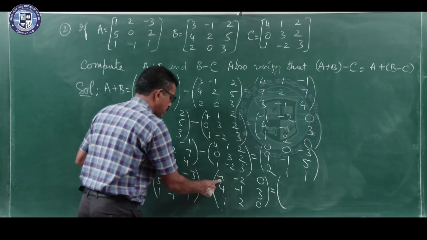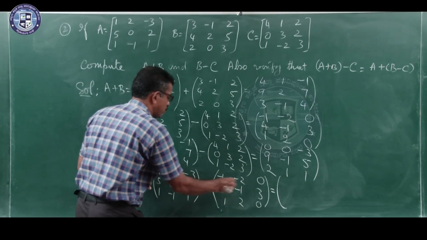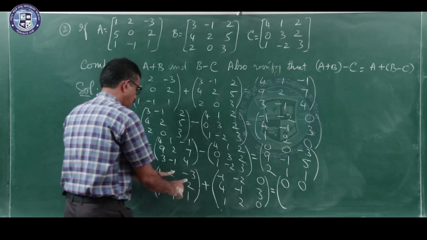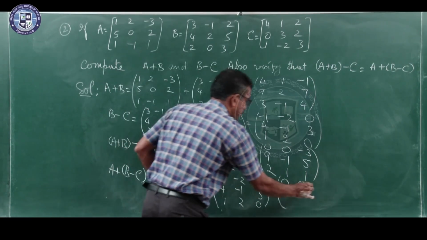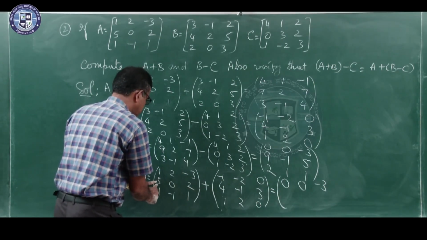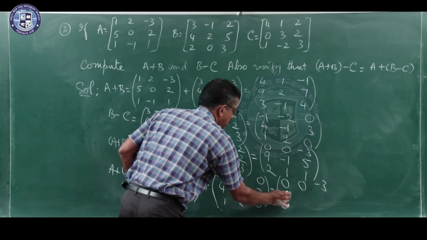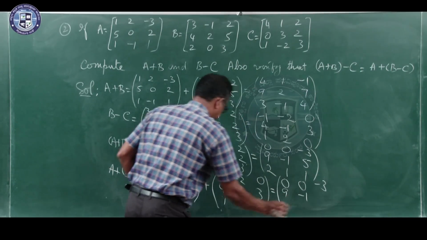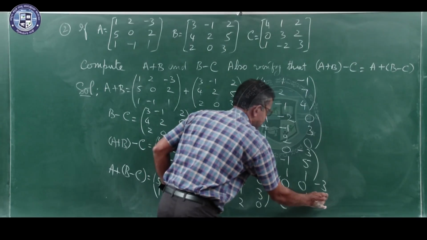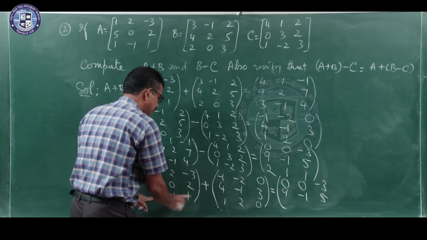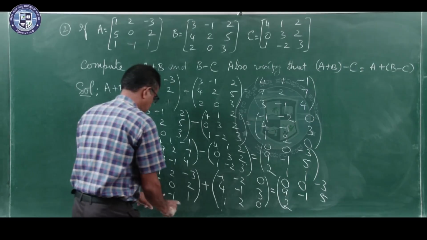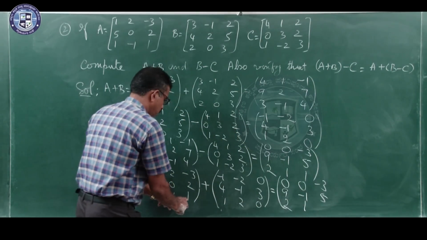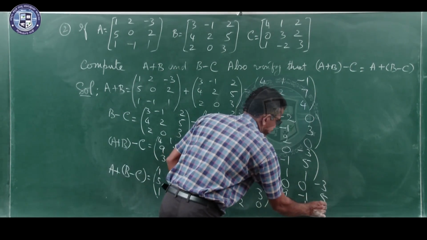1 minus 1 plus minus 1 means 1 minus 1, 0. What is 2 minus 2? Also will be 0. What is minus 3 plus 0? It is minus 3. What is 5 plus 4? 9. 0 plus minus 1, it is minus 1. 2 plus 3, it is 5. 1 plus 1, it is 2. Minus 1 plus 2, 2 minus 1, it is 1. 1 plus 0, it is 1.